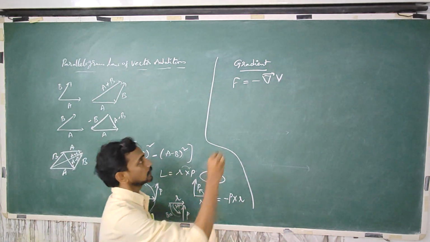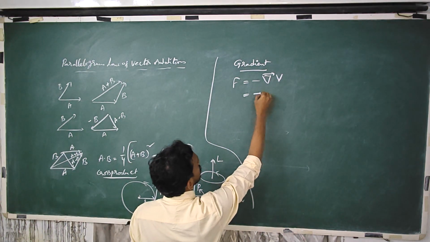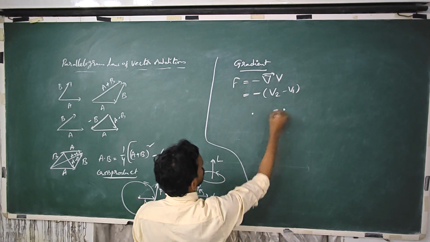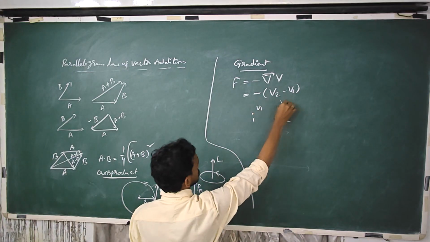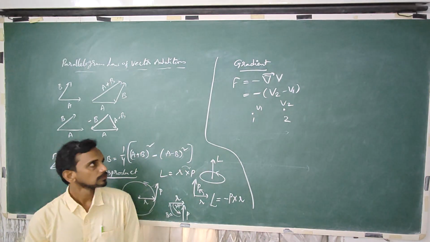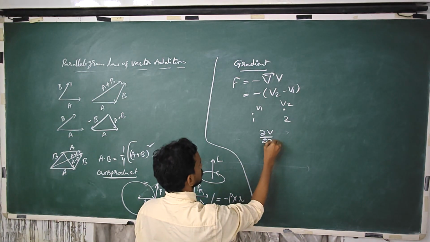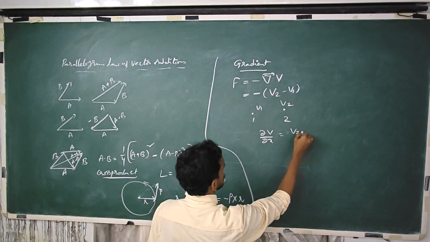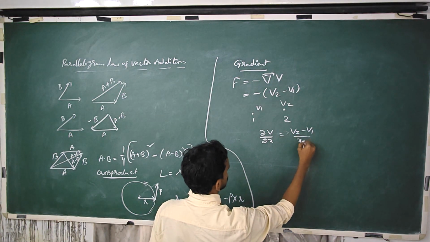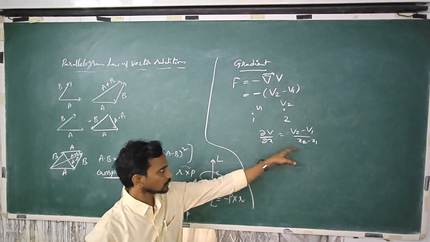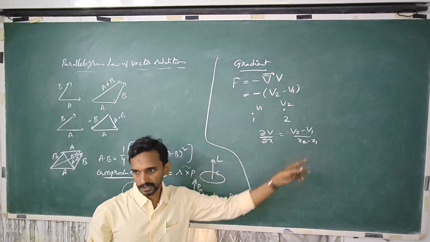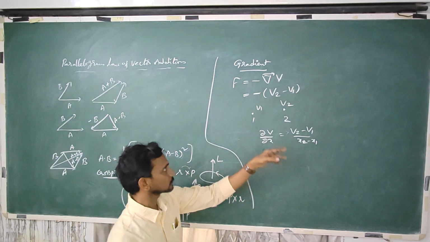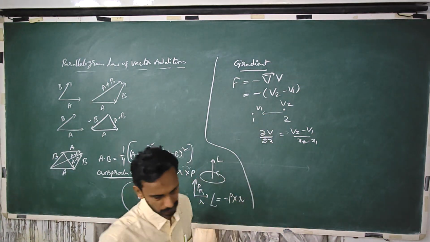Spatial variation. So this can be written as, if you consider two different locations in space and the corresponding potentials are V1 and V2, the actual operation is dou V by dou X. So it means V2 minus V1 by X2 minus X1. So here you are assigning direction. This X will have a direction. Which direction are you calculating? X2 minus X1. This is the direction in which you are calculating the difference of the potential.